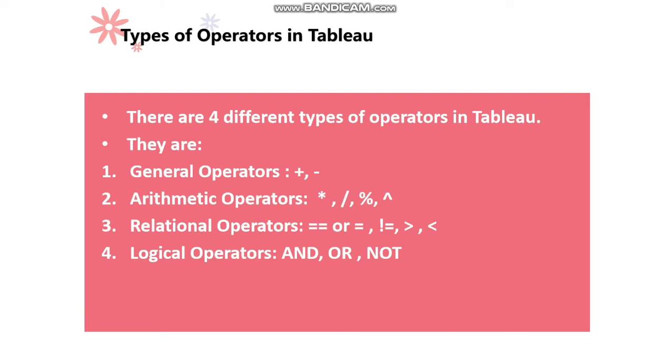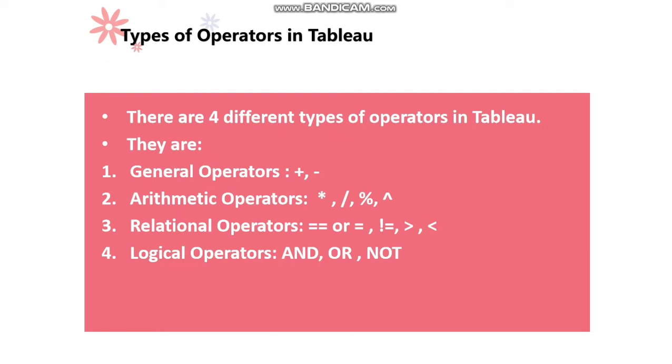We have four types of operators in Tableau. They are general operators, arithmetic operators, relational operators, and logical operators. General operators help us perform the addition and subtraction. Whenever we need to add two numbers or concatenate strings, we can use the plus symbol. And when we want to get the difference of two numbers, then we can go with the subtraction symbol.